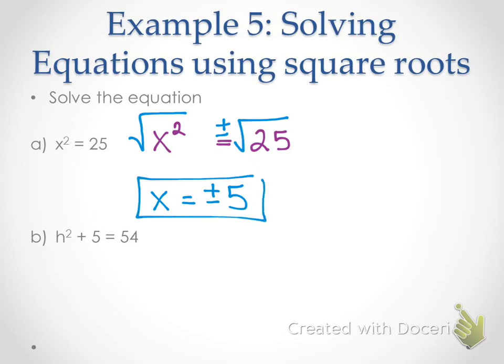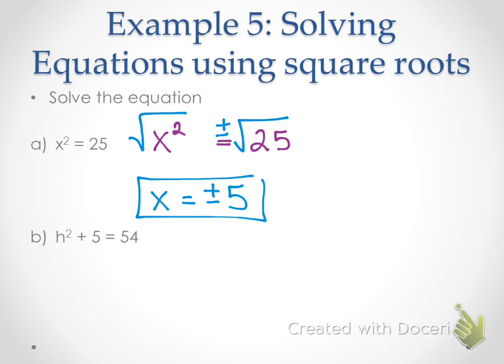And here's why. Because if you were to plug in negative 5 here, what's negative 5 times negative 5? Positive 25. So it still checks out. And then 5 times 5 is 25 too. Okay? So with both answers, the positive and negative, it checks out. If you're lost, just hang in there with me because we're going to do several more after this next example. Now, for example B, I have h squared plus 5 equals 54.